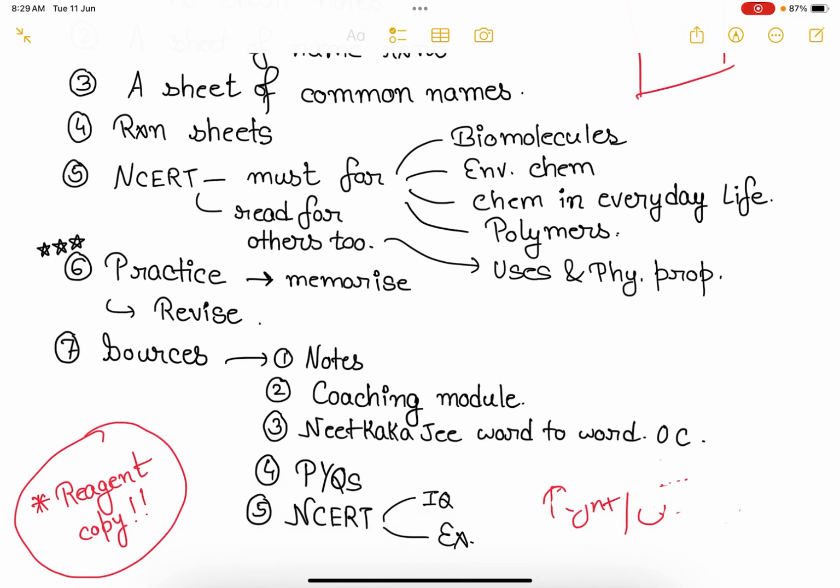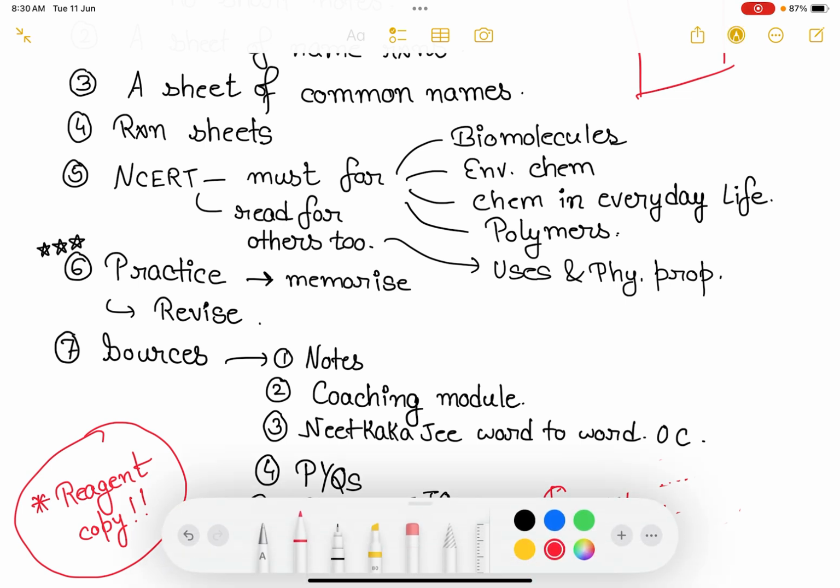As far as NCERT is concerned, obviously these chapters: biomolecules, environmental chemistry, chemistry in everyday life, and polymers. These are the theoretical chapters. As far as now is concerned, these are deleted, except biomolecules, environmental chemistry, everyday life, and polymers. All these are deleted chapters.